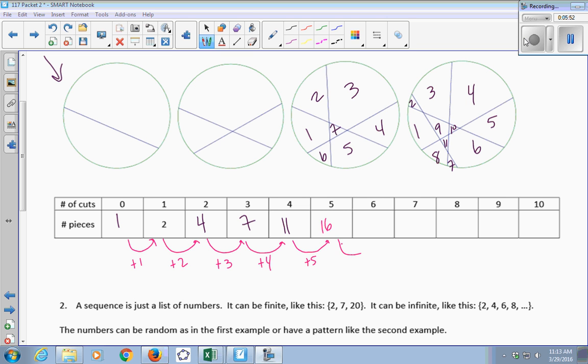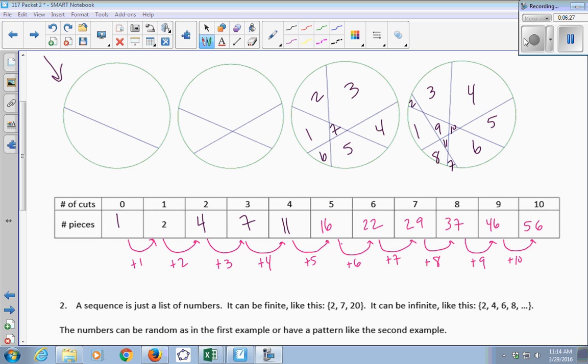And then the next number I would add would be 6. 16 plus 6 is 22. Okay, and then the next number I would add would be 7. 22 plus 7 is 29. Then I'm going to add 8, and I get 37. And then I add 9, and I get 46. Then I add 10, and I get 56.